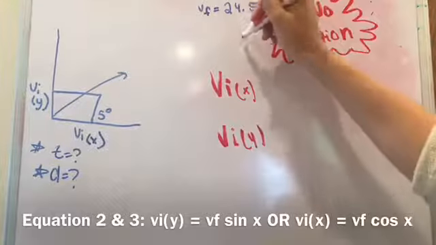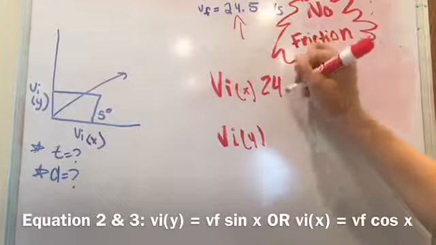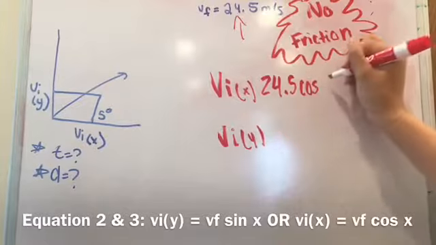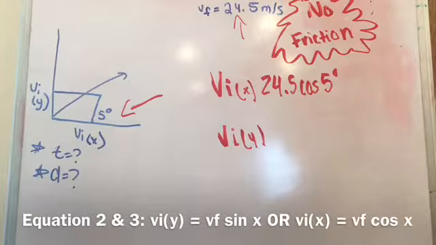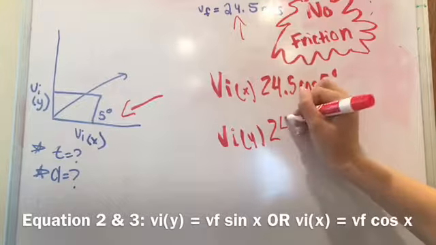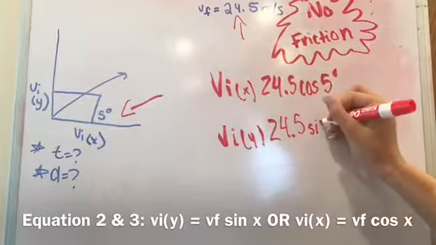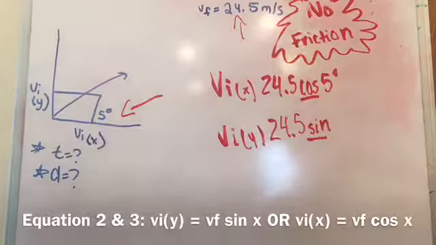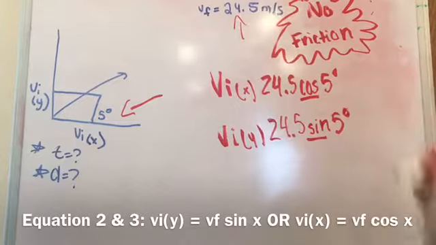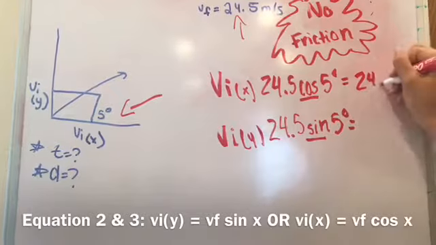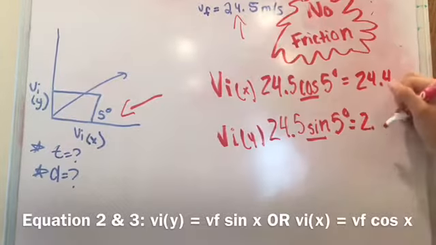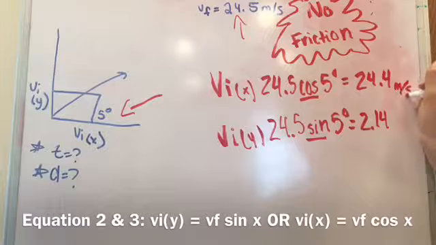To begin, we are going to use the velocity final we calculated last problem and do the cosine of 5 because we figured that Rapusha flies off the slide at a 5-degree angle. And then for the y, we're going to use the 24.5 velocity final but do the sine and still use the angle of 5. So we found that the velocity initial in the x is 24.4 and the velocity initial in the y is 2.14, both meters per second.